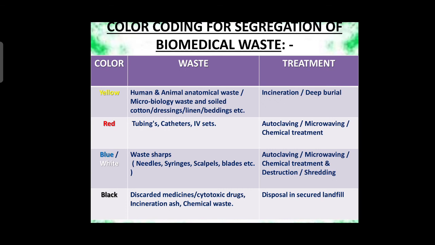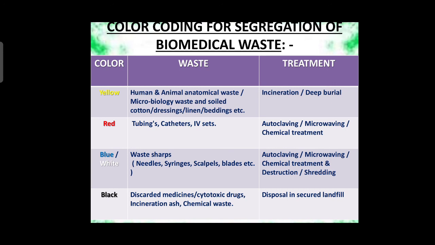Next is color coding for the segregation of biomedical waste. In the hospital there will be different color codes for the bag, box or container into which each waste goes. For yellow, all human and animal anatomical waste will go, as well as microbiological waste, solid waste, cotton, dressings, linen and bedding. For red, tubing, catheters and IV sets. Blue or white, all sharp instruments. Black, discarded medicine and cytotoxic drugs.